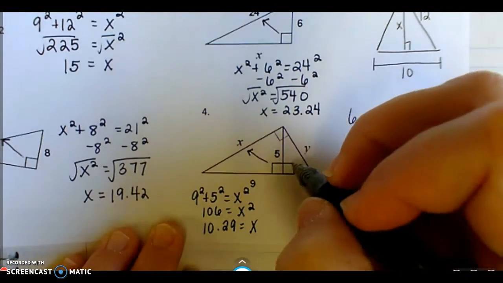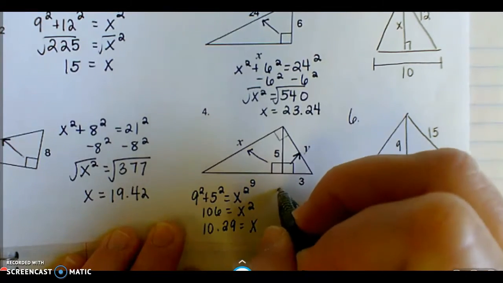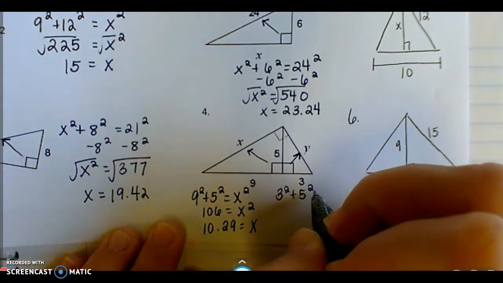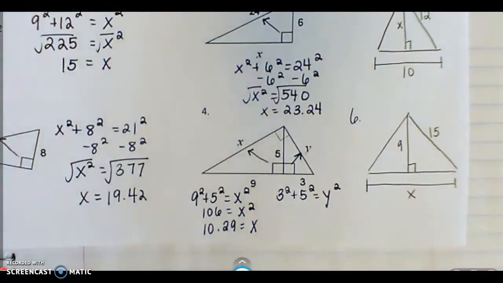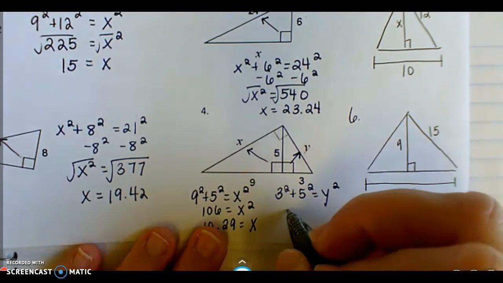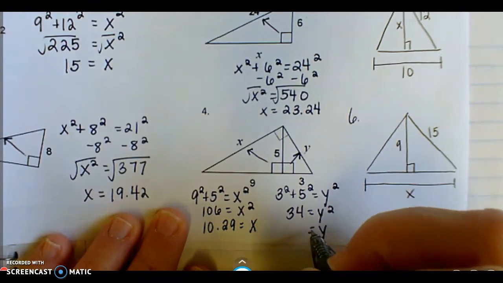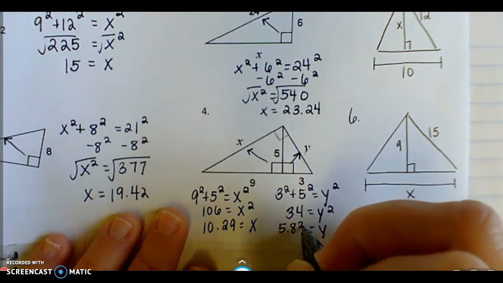Okay, and then for Y, again, Y is across from 90, so those are my legs. So 3 squared plus 5 squared equals Y squared. So 3 squared plus 5 squared, take the square root of that, and so you get 34, and then when you take the square root of 34, you get 5.83.